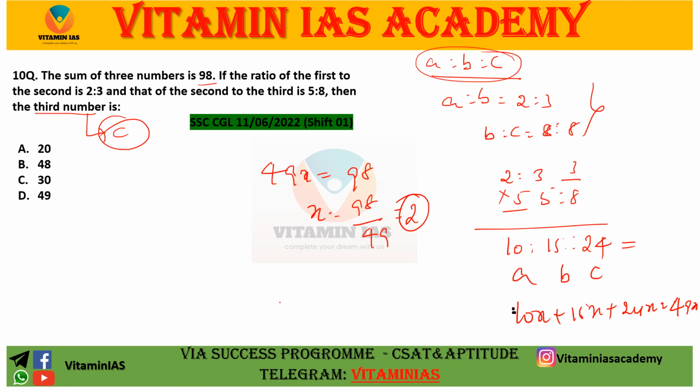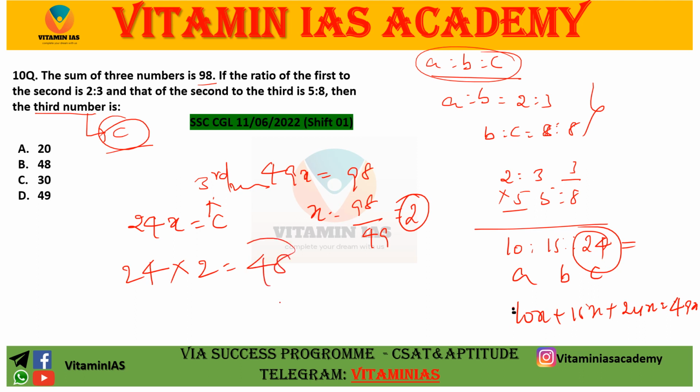He is asking for the third number, which means C here. So what is the value of C? It is 24x, nothing but the third number. So 24 into the x value, which is 2, 24 2s are 48, and 48 will be the answer here. Option B will be the right answer for this question, and this question came in SSC CGL in 2022, recent papers only.